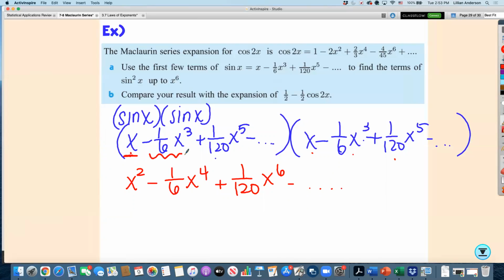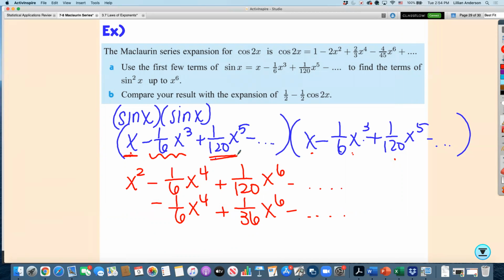Now I'm going to do a -1/6 x to the 3rd by every term up to x to the 6th in the next one. What's -1/6 x to the 3rd times x? I'm going to line up my like terms so I can add them when I need to. What's -1/6 x to the 3rd times a -1/6 x to the 3rd? And I'm up to where I need to be. So I can stop there.